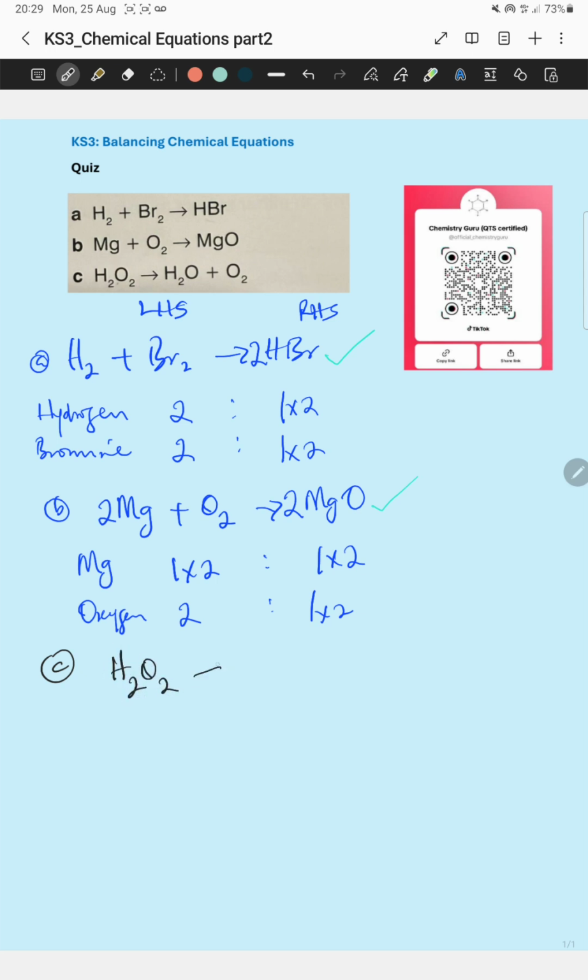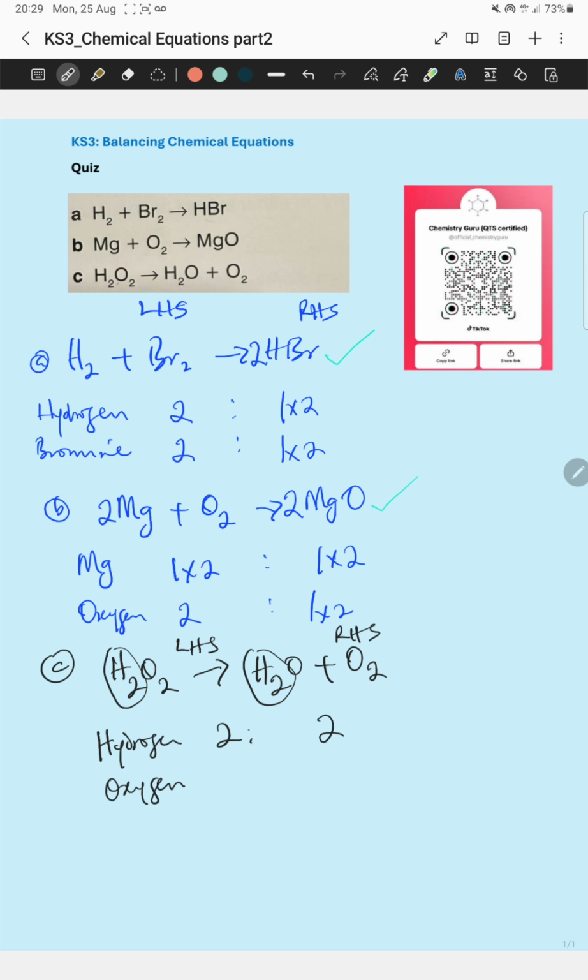Hydrogen peroxide, H2O2, gives H2O plus O2. Now, the same thing we're going to do. How many hydrogen have we got here on the left? How many oxygen have we got as well? So let's count them. On the left hand side, let's see, we have 2 hydrogen here, 2, and we have another 2. That's 2 to 2, right? That looks balanced, right? Let's go to the oxygen. We have 2 here, right?